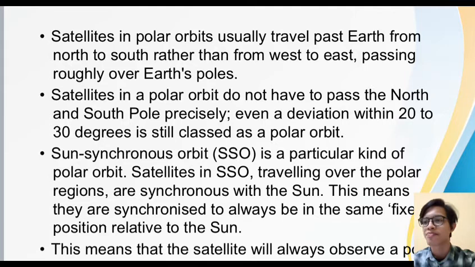Sun synchronous orbit, SSO, is a particular kind of polar orbit. Satellites in SSO travel over the polar regions synchronous with the sun. This means they keep the same fixed position relative to the sun, so the satellite will observe a point on Earth as if constantly at the same time of day, which serves a number of applications.